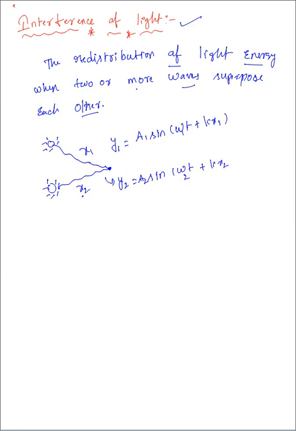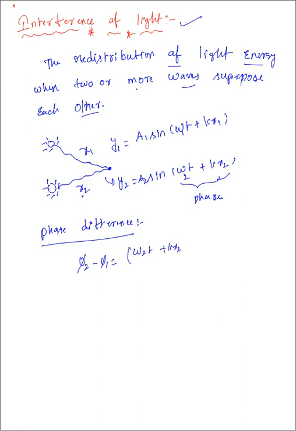Now first we need to calculate the phase difference. The complete angle inside the sine is generally called the phase. Now we are going to calculate the phase difference, delta phi, which is phi 2 minus phi 1. Phi 2 is omega 2 t plus kx2, minus phi 1, which is omega 1 t plus kx1.